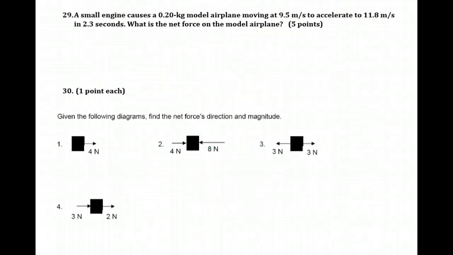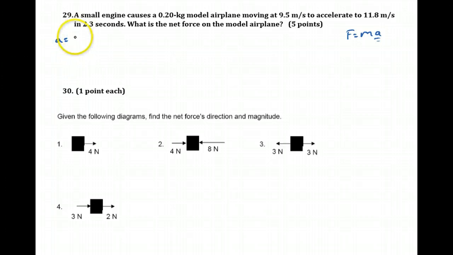Last page. This is a two-step problem. A small engine causes a 0.2 kilogram model airplane moving at 9.5 meters per second to accelerate to 11.8 meters per second in 2.3 seconds. What's the net force? So we know force equals mass times acceleration. We have the mass. We need the acceleration.